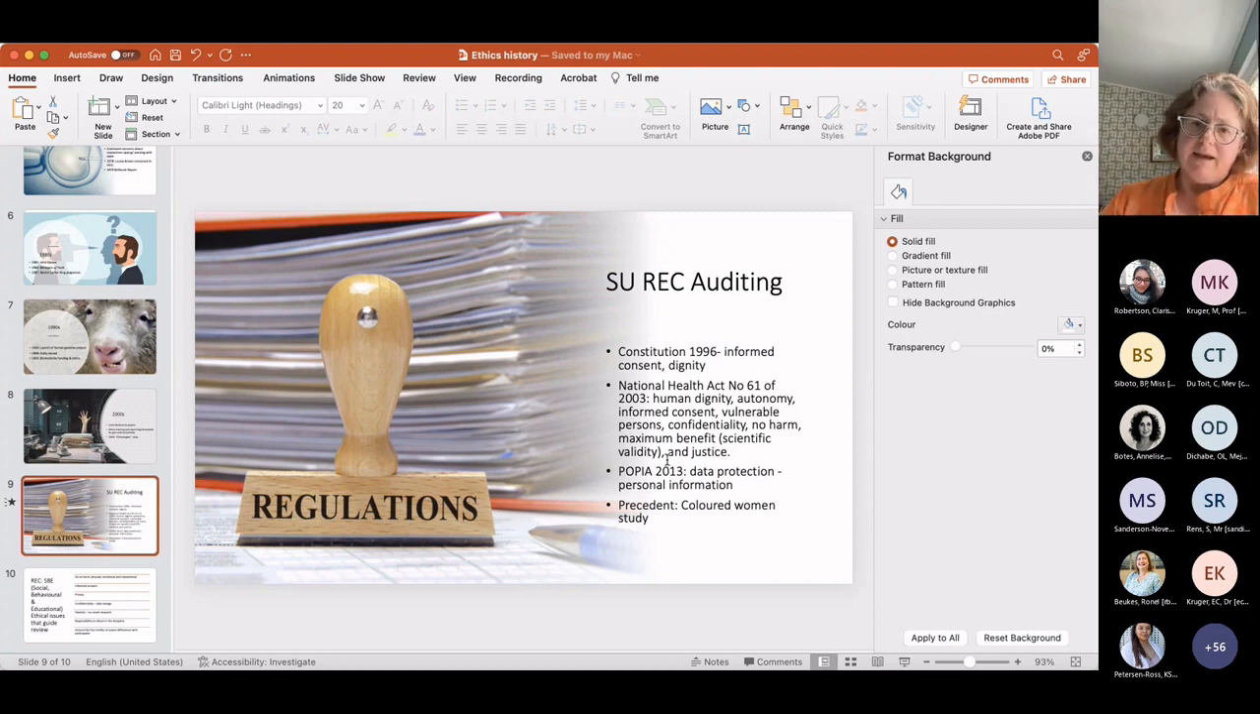So in 2013, you'll recall, we also saw the promulgation of the POPIA Act, the Data Protection Act, which we also have to audit for. And another thing that influenced our auditing culture at Stellenbosch are precedents like the awful coloured woman study. So what that led to is new ways in which we have approached studies that specifically want to focus on race. So we are influenced by these precedents as well.